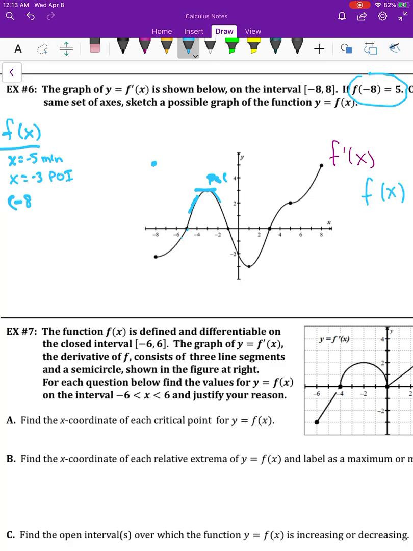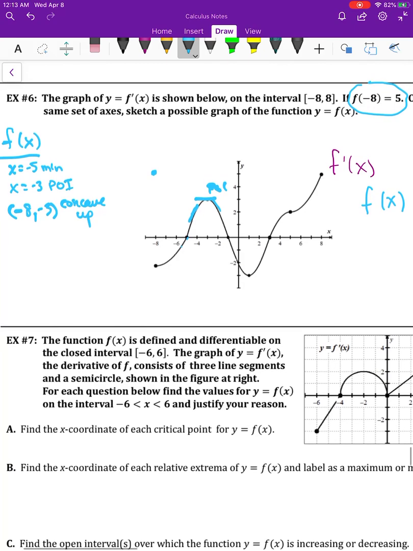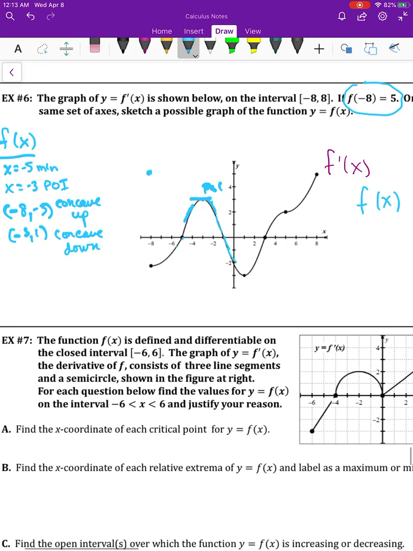So that means that from -8 to -3, you have concave up, and then negative all the way to +1. So from -3 to +1, you have concave down, because those are the slopes of the tangent lines of the derivative.